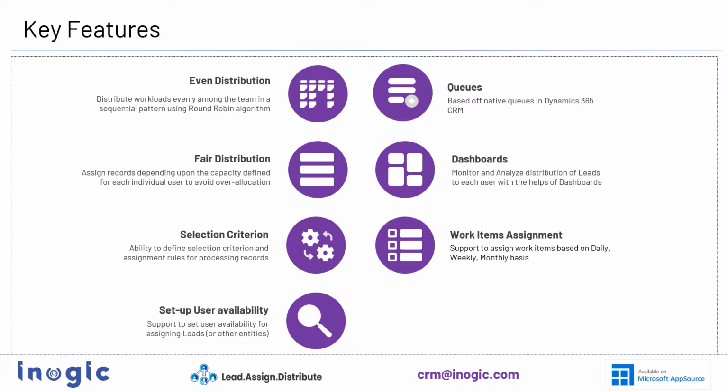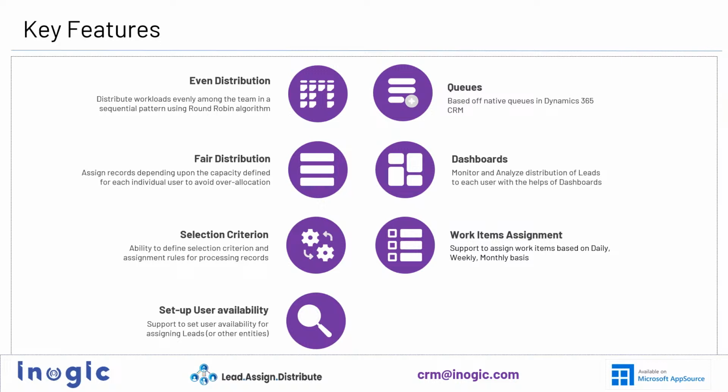Then we also allow the criteria selection. That's my personal favorite feature, by the way. In criteria selection, you can create rules based on a certain criteria. Now, let's say I want to assign leads which are generated from US, and I want those leads to be assigned to, let's say, user A, user B, and user C. Well, we can definitely achieve this with the help of criteria.